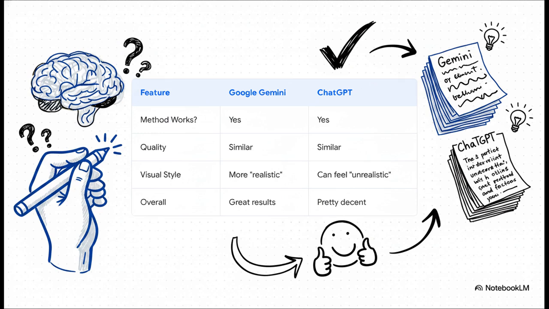The main difference the source noted was really the vibe, the aesthetic. Gemini's images often feel a little more realistic, like someone actually drew them. ChatGPT can sometimes feel a bit, well, less so. But honestly, you get pretty decent results from both, so you can really just use whichever one you like better.